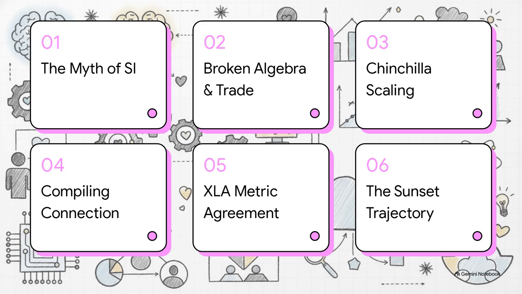Here is our cognitive GPS for today. First, the myth of SI. Second, broken algebra and trade. Third, the chinchilla scaling balance. Fourth, compiling the human connection. Fifth, the Excel metric agreement. And finally, number 6, the sunset trajectory.